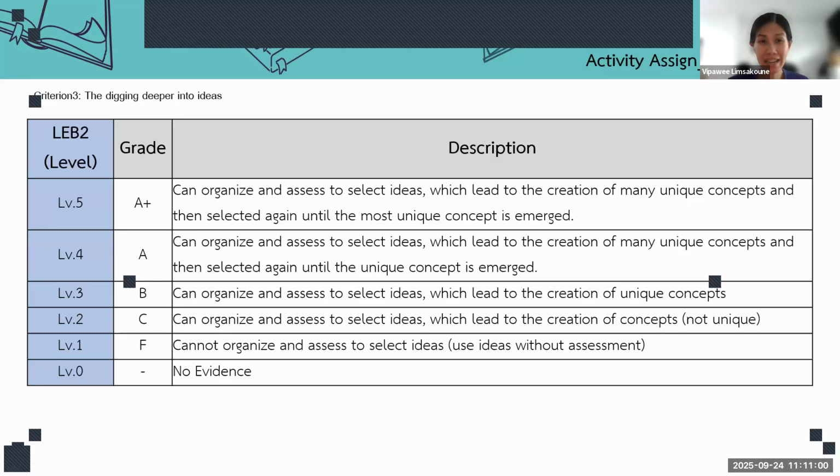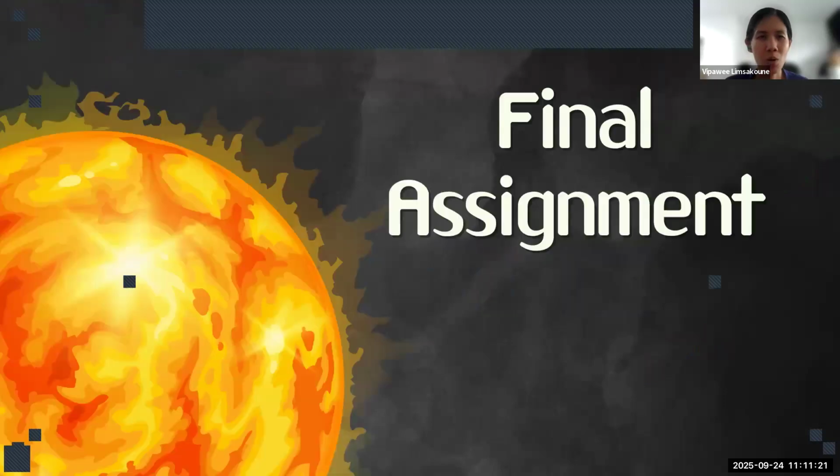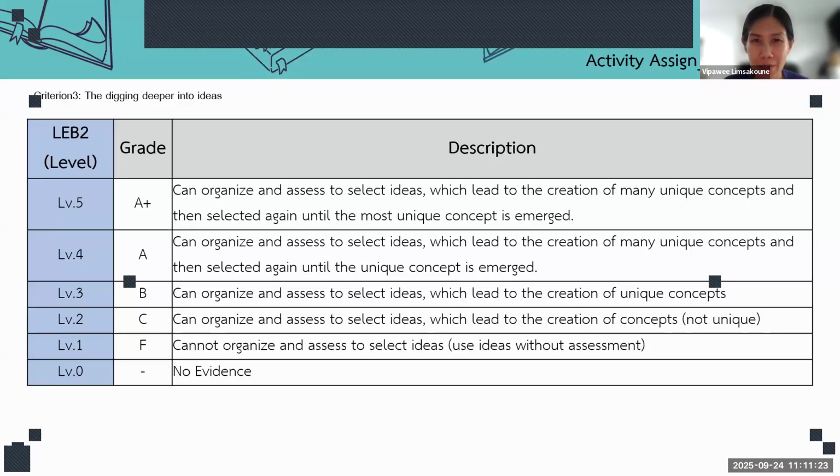Okay, so these are the 2 criteria for the activity assignment, thinking tools. For the final assignment, these are part of the criteria as well. Okay, these 2 criteria. So that's all about the activity assignment tools. Any question regarding the activity assignment?